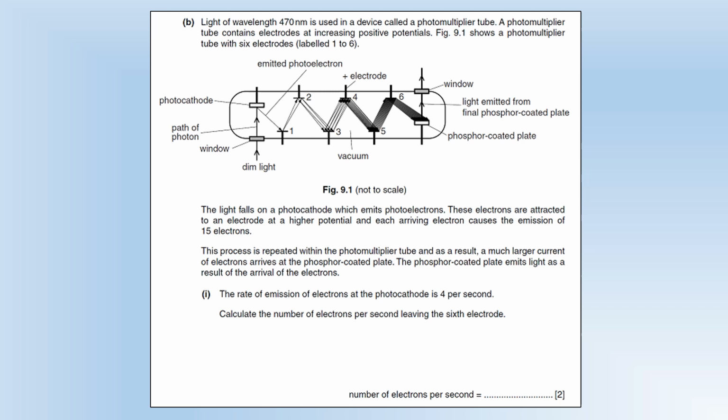So the rate of emission is 4 per second, so we're emitting 4 electrons every second at the photocathode. Calculate the number of electrons leaving the 6th electrode. Well, if each one multiplies the number by 15, we need to do 4 times 15 to the power of 6, giving us 4.6 times 10 to the 7 electrons per second, which should hopefully give us a detectable current at the other end. Okay.